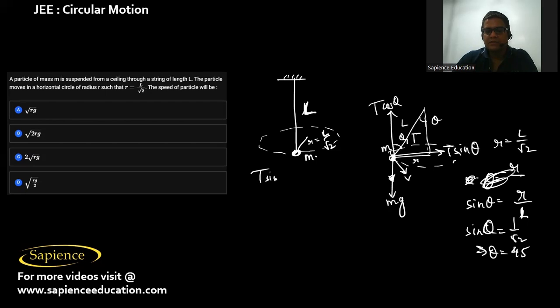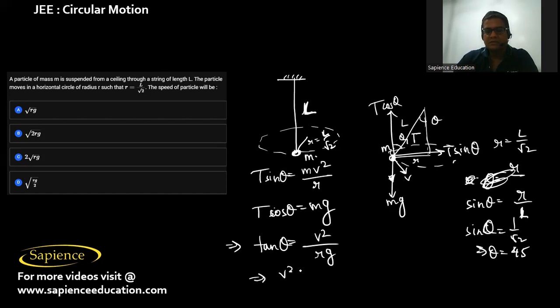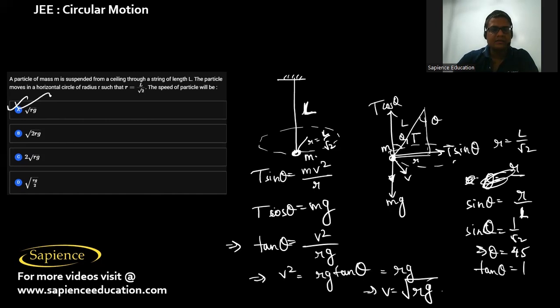And here you can say T sine theta is equal to m v square by r, and T cos theta is equal to mg. So therefore tan theta, this divided by this, will be equal to v square by rg. So v square equals rg tan theta. Now theta is 45 degree, so tan theta will be equal to 1. So this is equal to rg. So v will be equal to root over rg. So option A is the correct answer.